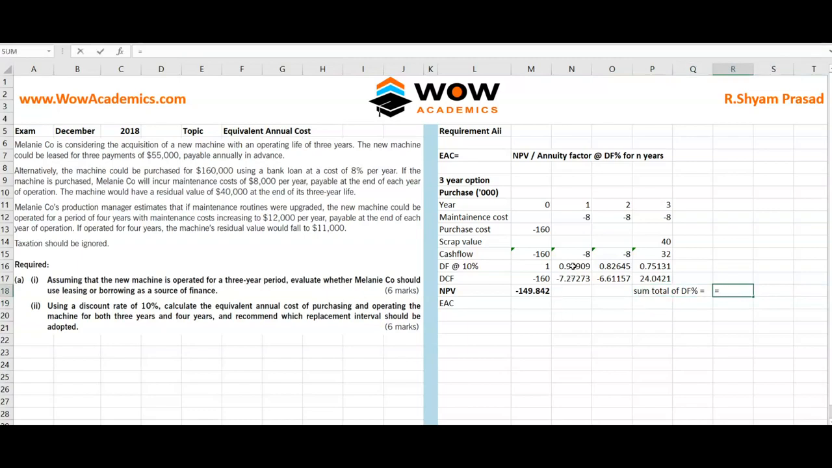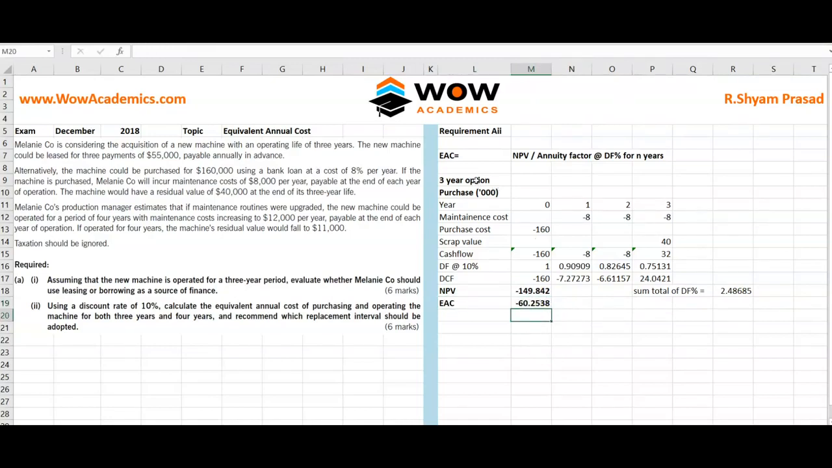It's equal to, don't take the first year discount factor, take a sum from this year to the end of the year, close it. So this is the sum total of the discount factor. We'll work out NPV divided by the annuity factor or discount factor for n years. The discount factor of 10% for 3 years comes to this number. So we work it out and the answer comes to 60.25.